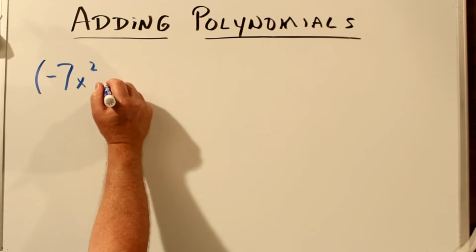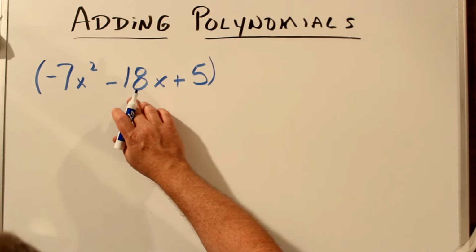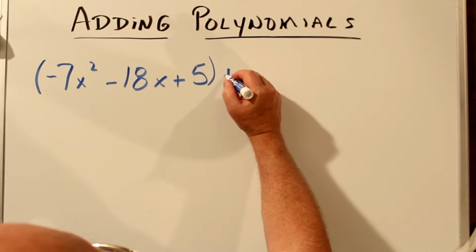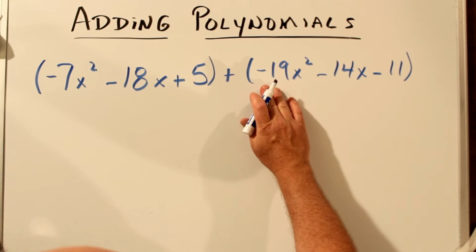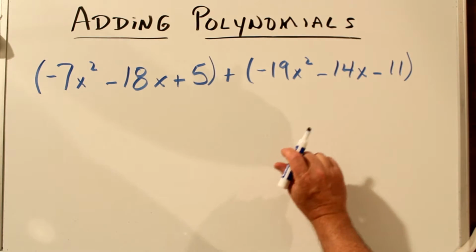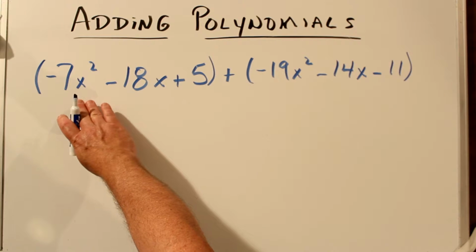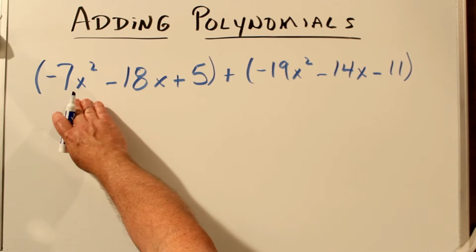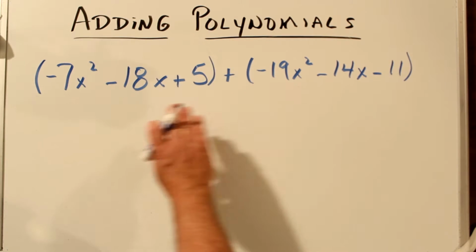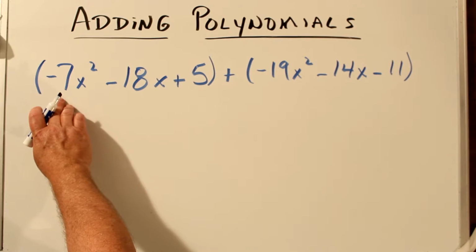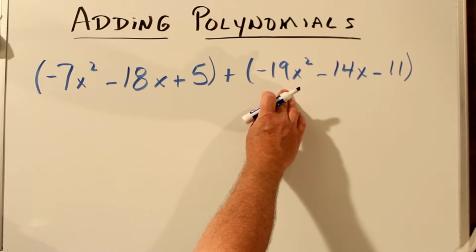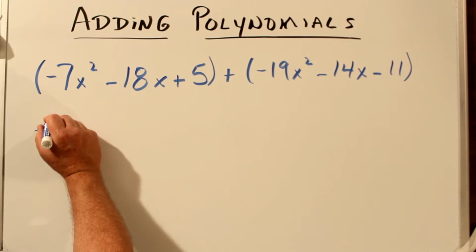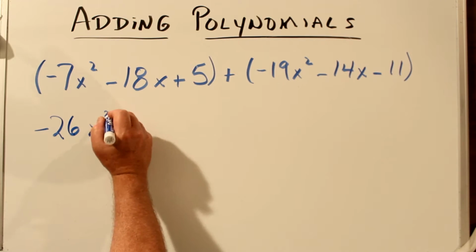Let's add minus 7x squared minus 18x plus 5 and minus 19x squared minus 14x minus 11. Again, we look for terms with the same exponents. Here we have an x squared term and an x squared term, so we add the coefficients. Minus 7 plus minus 19 is minus 26, and keep the exponent the same, x squared.